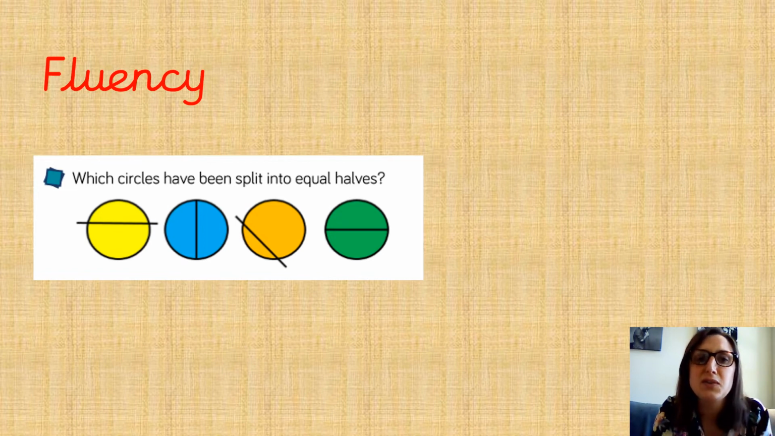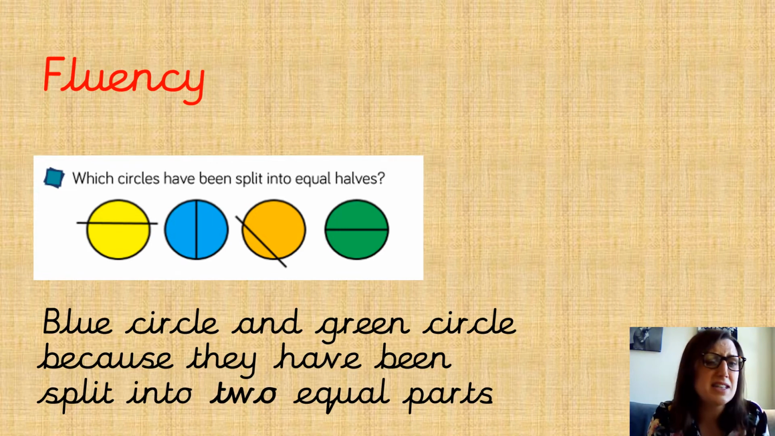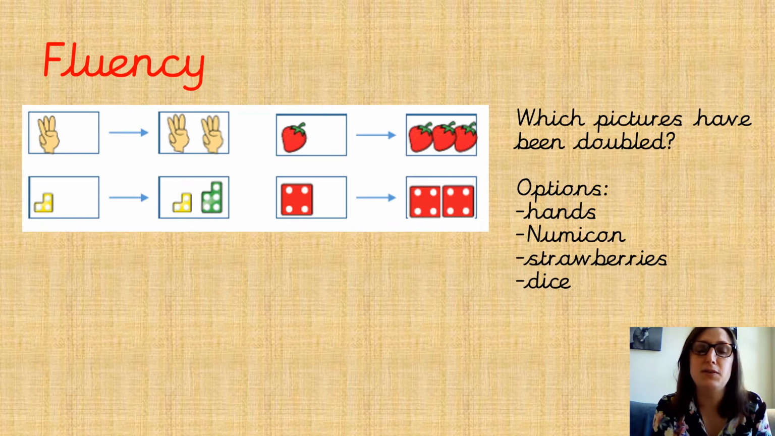So which circles have been split into equal halves? So here we go. It says blue circle and green circle because they have been split into two equal parts, whereas the yellow circle and the orange circle, they haven't been split equally at all. If I was getting a pizza and I got that tiny bit of the orange circle, I would not be happy. I'd want to have half of the pizza of the blue circle or the green circle. Okay, next one.